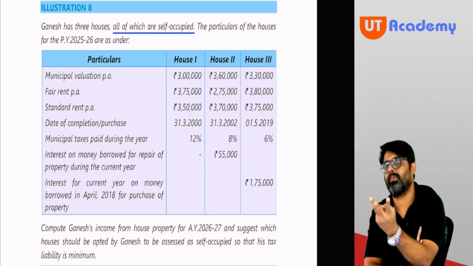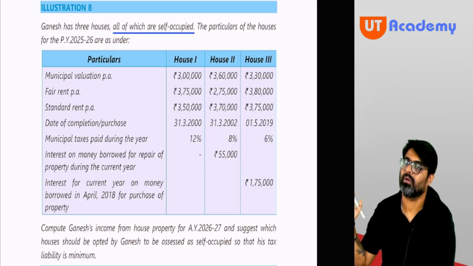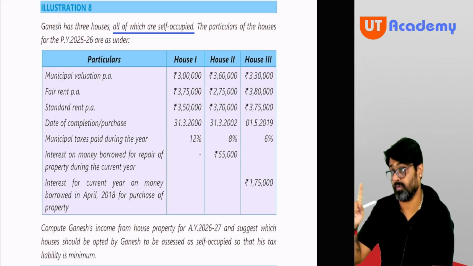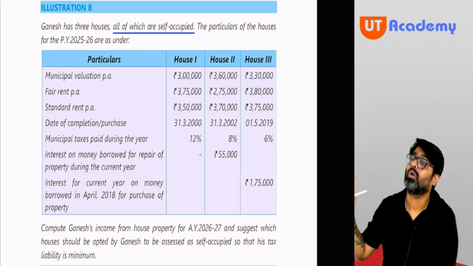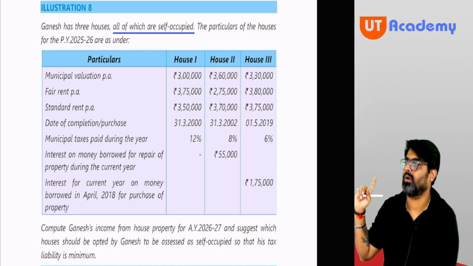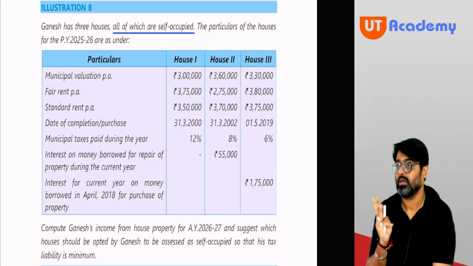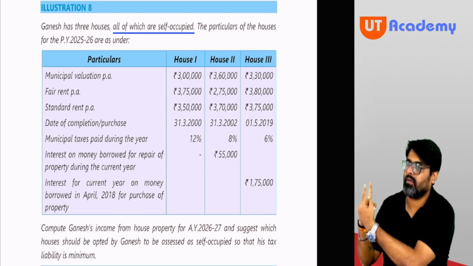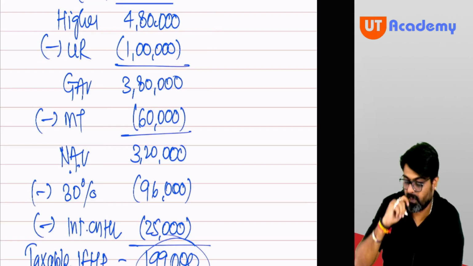Sir, 3 properties are there, no? I have 3 options. If I take 1 and 2 as SOP, then I will have to show 3 as DLOP. This is first option. Second option is, if I will show 2 and 3 as SOP, then I will have to show 1 as DLOP. This is the second option. Third option is, I will show 1 and 3 as SOP, then I will have to show 2 as DLOP. Getting my point? So I have how many options? Come on, tell me. 3 options.